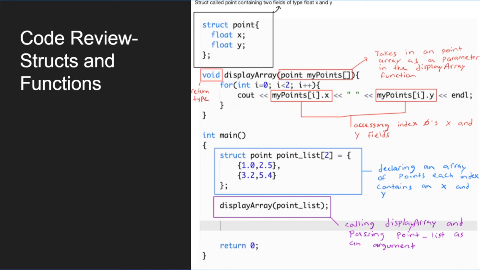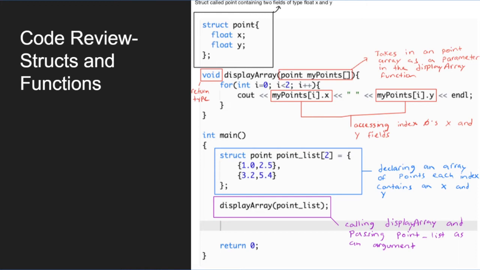So Walter says x equals first array, y equals second array. Like Dagan said, the x and y are the fields for the point structure. So if you look at the declaration of the point structure, you have a float x and a float y. So in our point list, 1.0 would be the x and 2.5 would be the y for the first point. 3.2 would be the x and 5.4 would be the y for the second point.